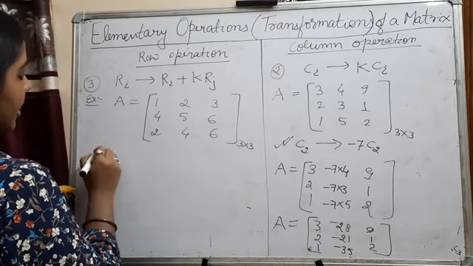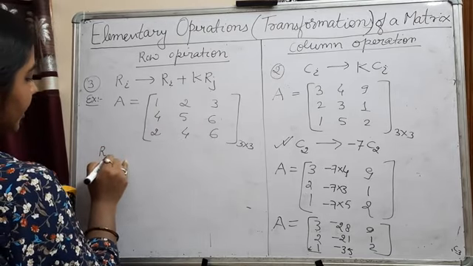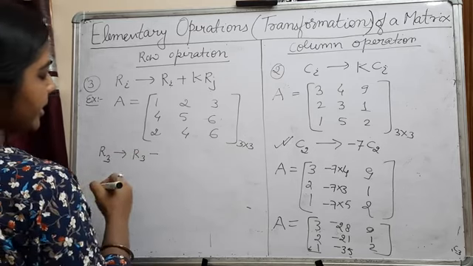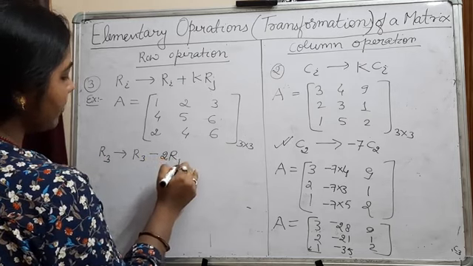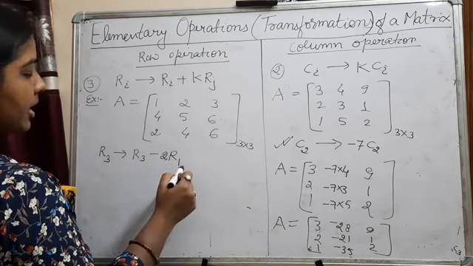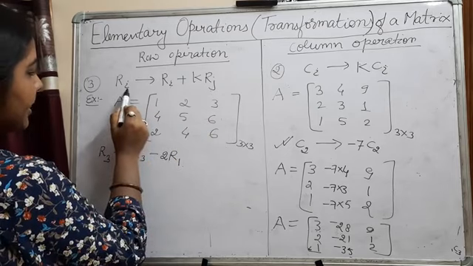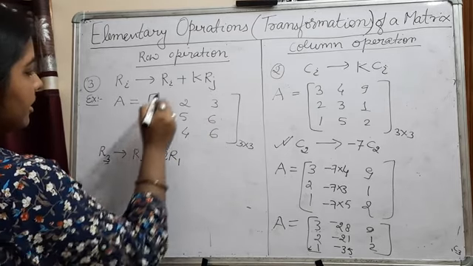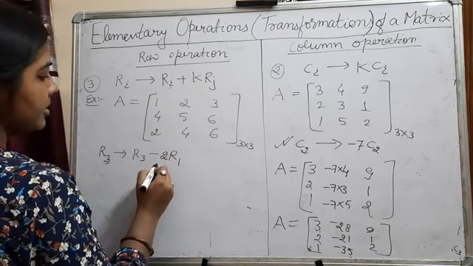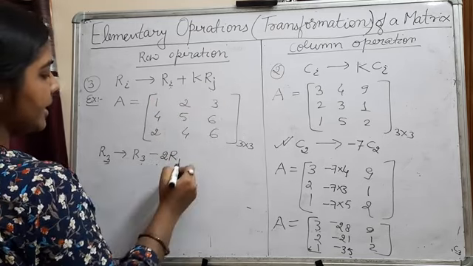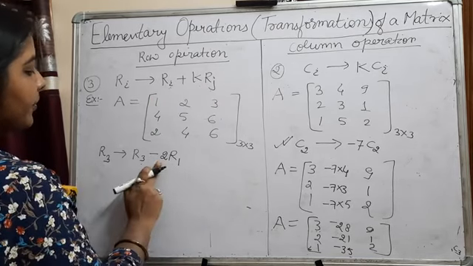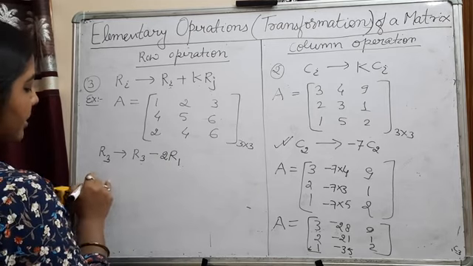What I am doing here? I am taking R3 tends to R3 minus 2 into R1. You can see the same operation I have used. In place of i I have applied 3, again here I have applied 3, in place of K I have applied minus 2, and in place of j I have applied any other row that is not equal to i. So this elementary operation I am applying here.